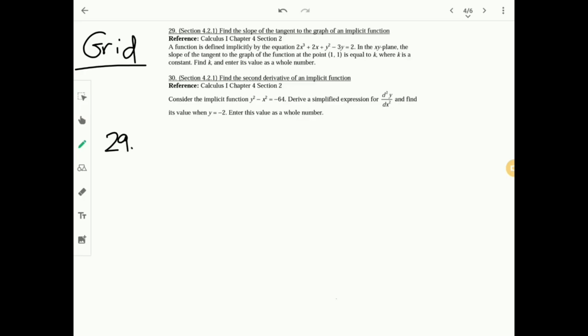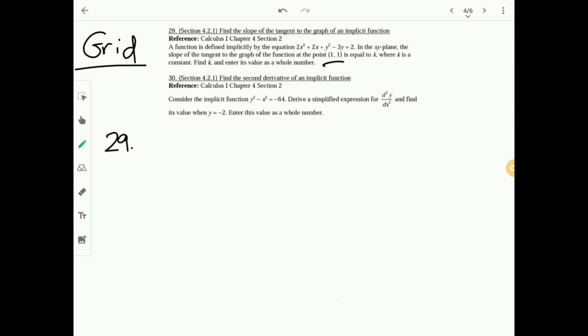Okay, let's solve it together. A function is defined implicitly by the equation 2x cubed plus 2x plus y squared minus 3y equals 2. In the xy plane, the slope of the tangent to the graph of the function at the point (1, 1) is equal to k, where k is a constant. Find k, basically. So all you have to do is find the slope. So find the derivative and substitute (1, 1).